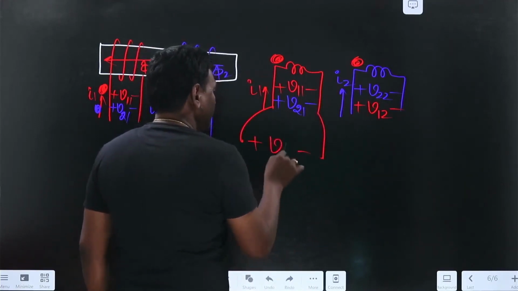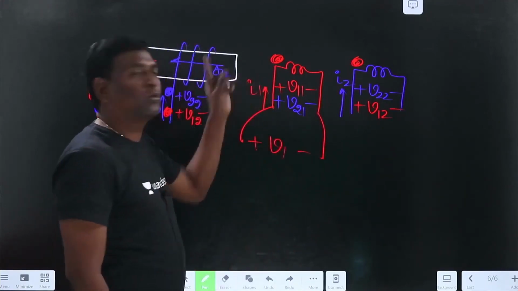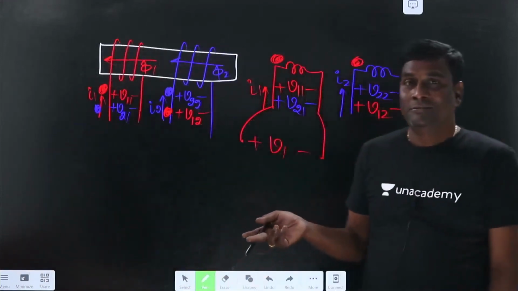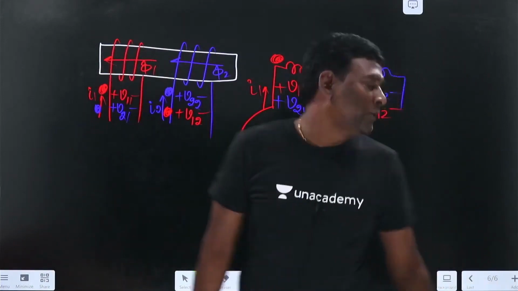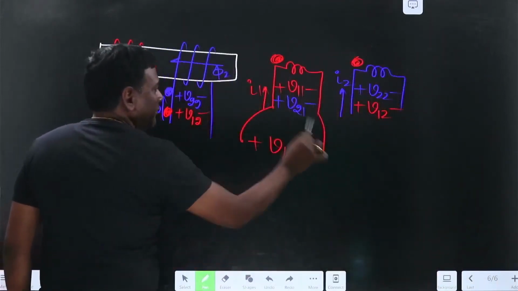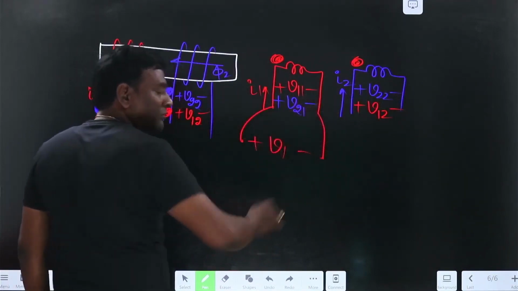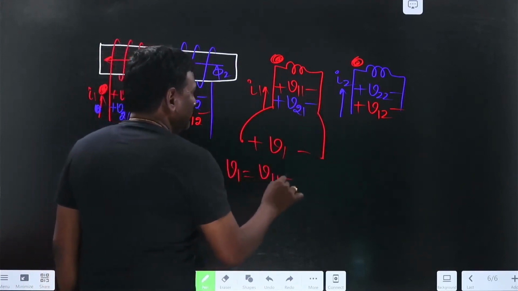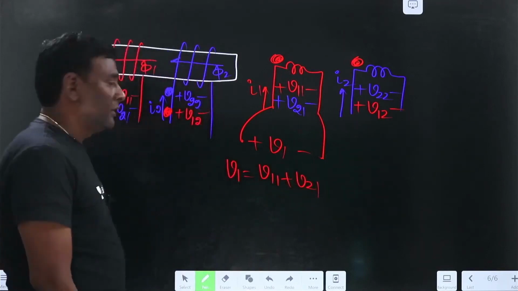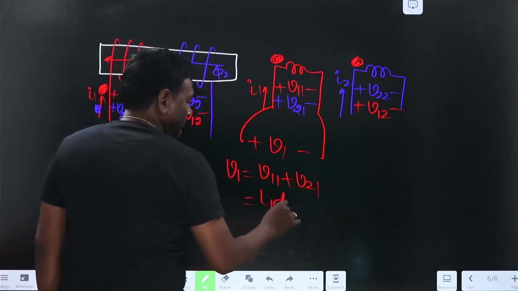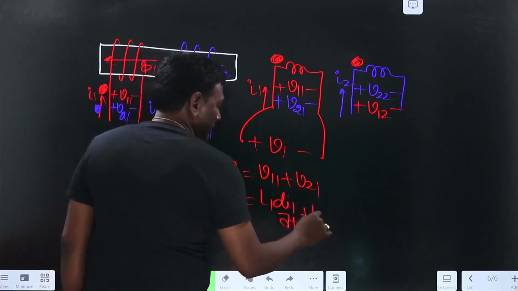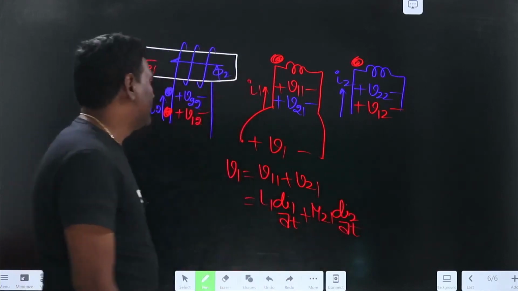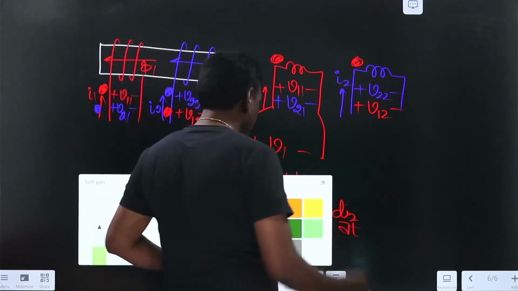Now let us write total V1, because I1 is entering here, so total V1, because ultimately it may be inductance or mutual inductance, passive only. Now let me write the equation, minus of V1. If I write the equation in this direction, I am going to touch minus first, minus of V1, or if you send it to the other side, it's going to be V1. Now V1 equal to V11 plus V21. In that, self is going to be L1 di1 by dt plus M21 because of second induced voltage in first. Problem solved.